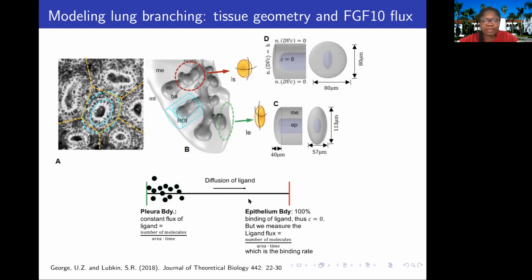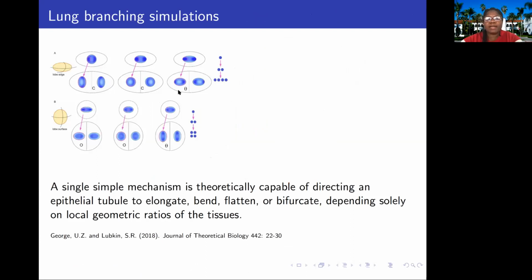Once we did that, we were able to look at lung branching. We looked at lung branching at the loop edge. We looked at lung branching at the loop surface. And what we found here is that a very simple mechanism is capable of directing an epithelium tube to elongate, to bend, to flatten, or bifurcate. And all this depends on just geometric ratios of the tissue.